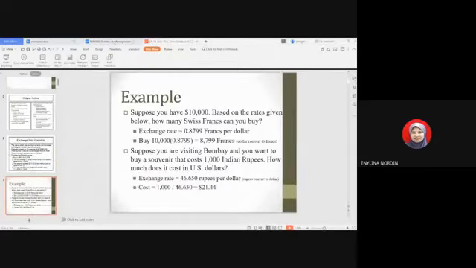Let's say you have $10,000, based on the rates given here, and you want to convert the US dollar into Swiss franc. How much can you get in Swiss franc? The exchange rate is 0.8799 franc per dollar. So if you have $10,000, you are going to get 8,799 francs. Make sure you know how to calculate.